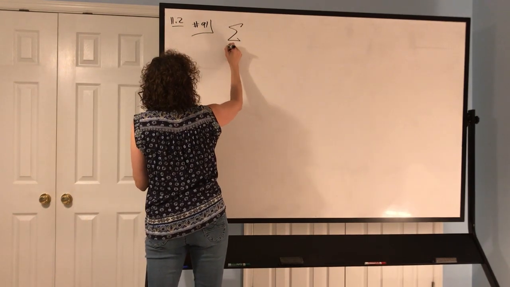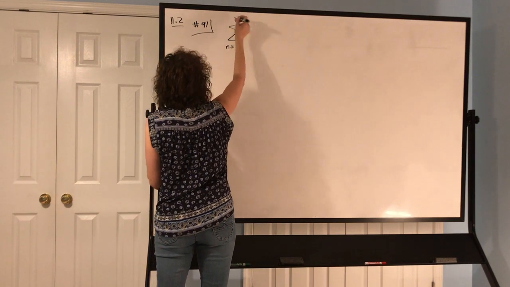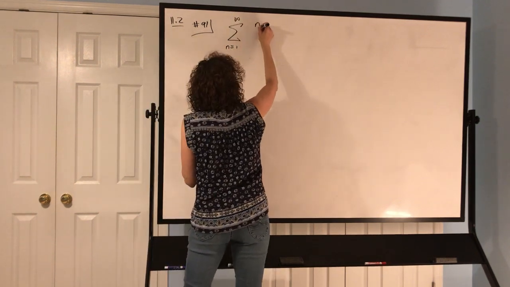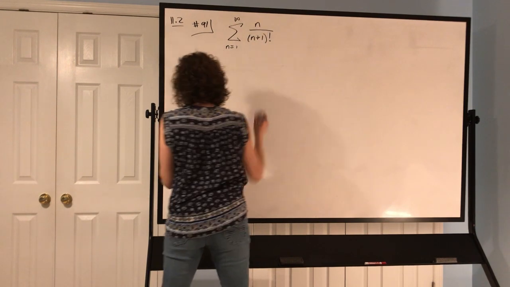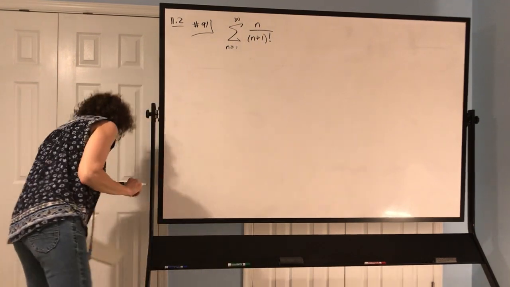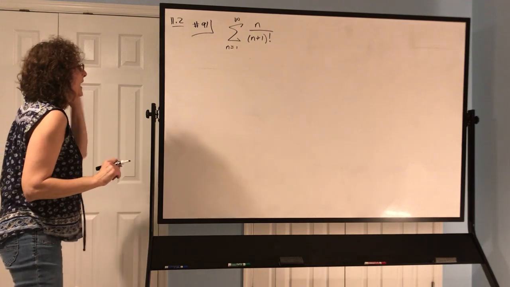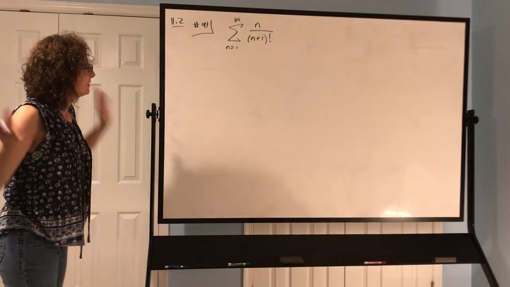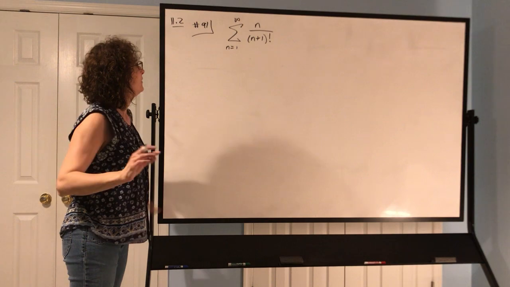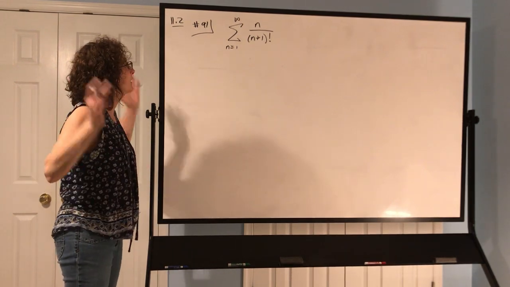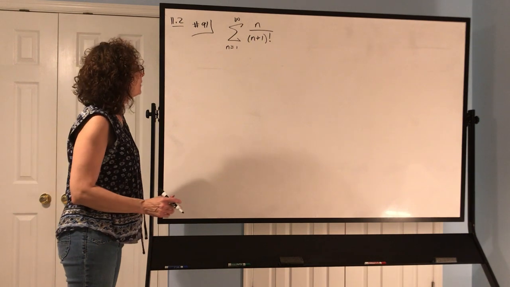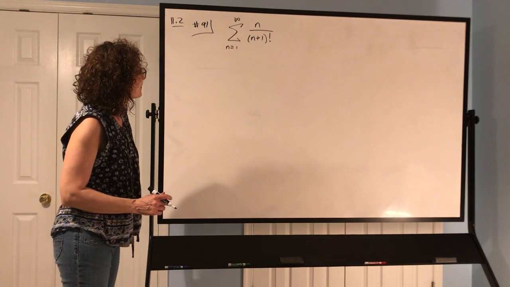Okay, so here's the sum n equals 1 to infinity of n over (n plus 1) factorial, okay? And our question is, well, what do we do with that, right? Does this converge or diverge? Can we try to come up with what is actually happening here?